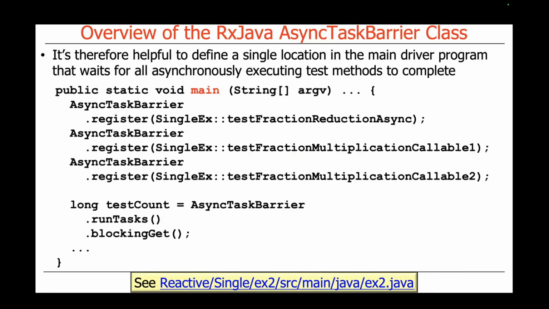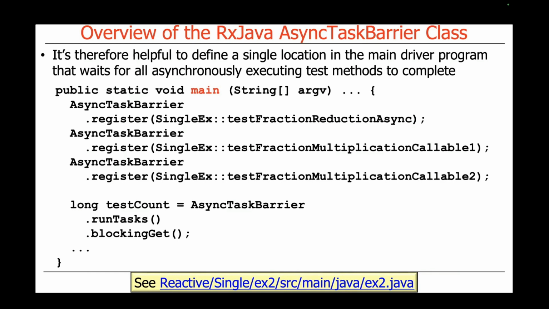So why is this an issue? Because if we don't have some way to wait for all these asynchronous computations to finish, then our test program will fall off the end of main before all the asynchronous computations running in the background complete, which of course will cause all kinds of chaos and insanity. The program will shut down before the computations are done, which is not going to be helpful in the least. So it is more helpful to define this one location in the driver test program that will wait for all the asynchronously executing test methods to complete.